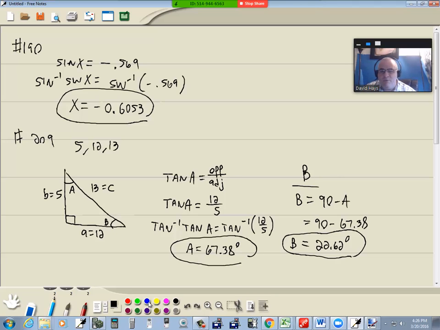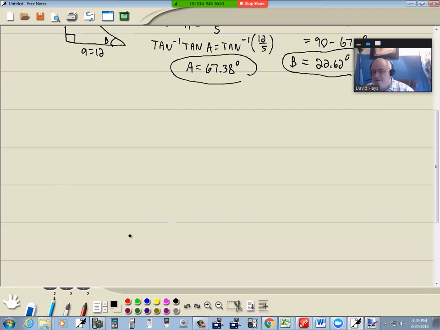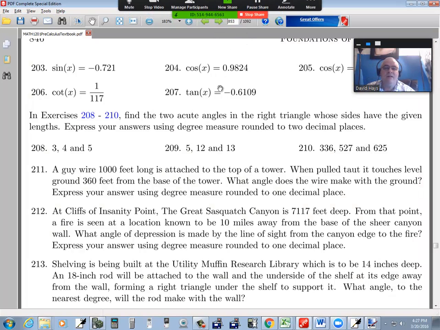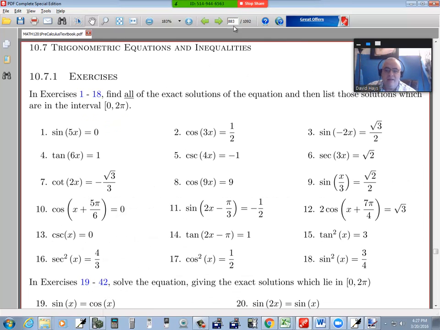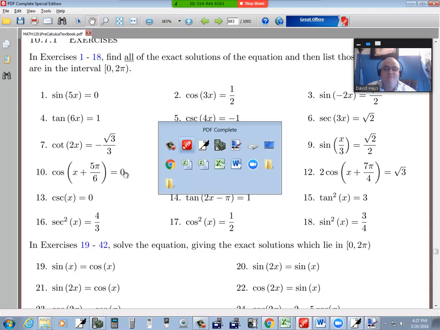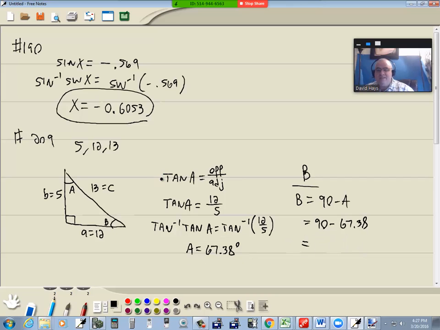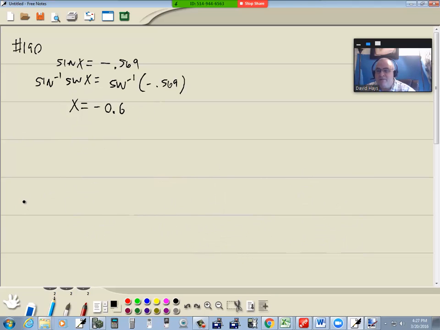Okay, that's it for 10.6. Let me go to 10.7. Number 12. This is on page 883. Number 12. Ooh, these are very, very nice. Let me clear that off just so I have enough space. I shouldn't say that, sometimes they're okay, sometimes they're not very nice.